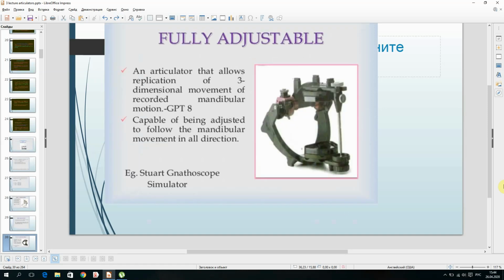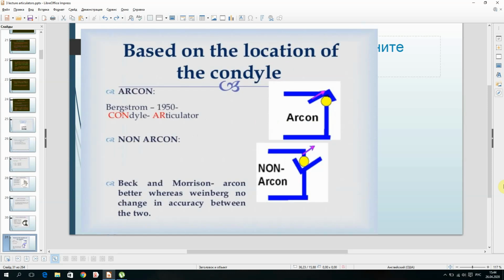Fully adjustable: an articulator that allows replication of three-dimensional movement of recorded mandibular motion, capable of being adjusted to follow the mandibular movement in all directions. Based on the location of the condyle: arcon, non-arcon.